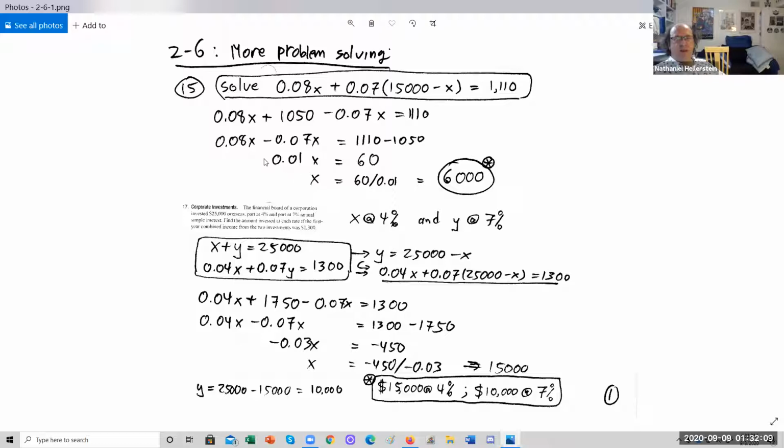To isolate x, you divide both sides by 0.01. Get x equals 60 over 0.01, which is 6,000. So I assume it would be $6,000, and that's the answer to this.